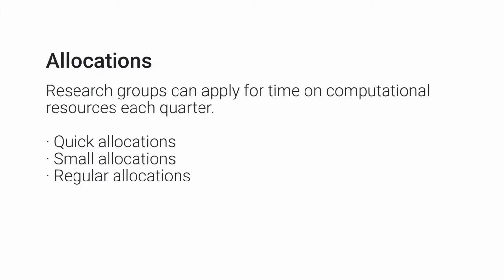Quick and small allocations are reviewed internally by CHPC staff and not by the allocation committee. By contrast, regular allocations for anything more than 20,000 core hours are reviewed by the allocation committee. More information about allocations and links to relevant forms can be found on the CHPC documentation.